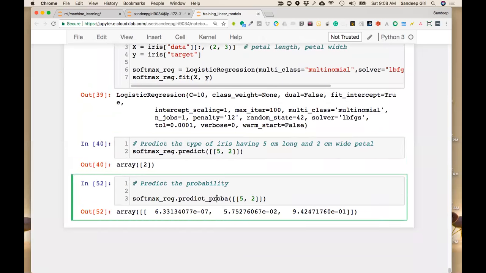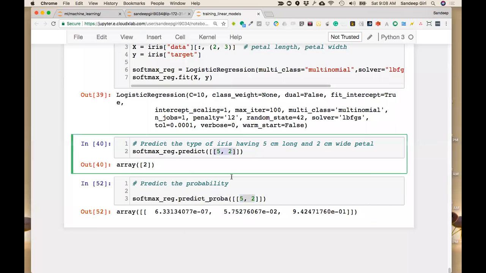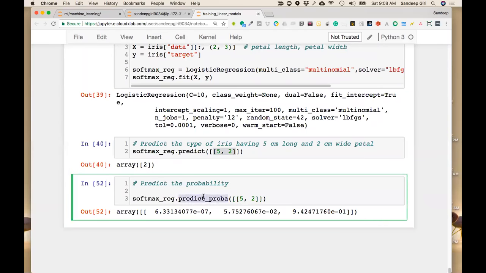Now, what these regression models also provide is that they can give us the probabilities, not only the actual prediction, but the probabilities. Here we are providing the same petal and asking for probabilities. It's telling us these three things: the probability of it being in class 0 is this, the probability of it being in 1 is this, and the probability of it being 2 is this.